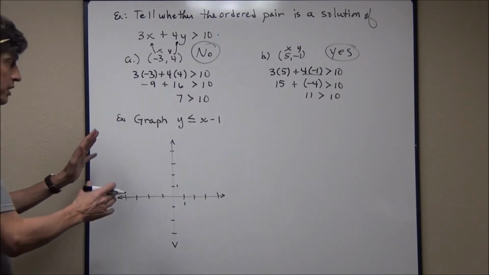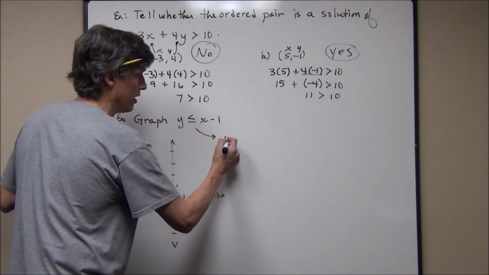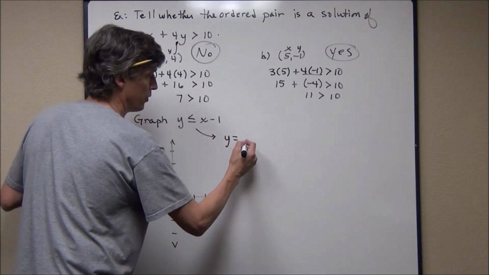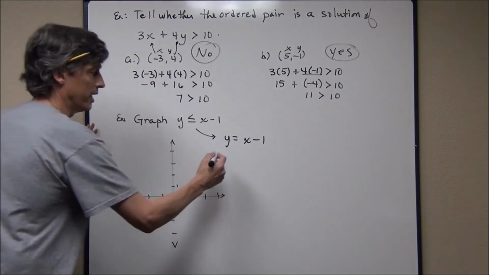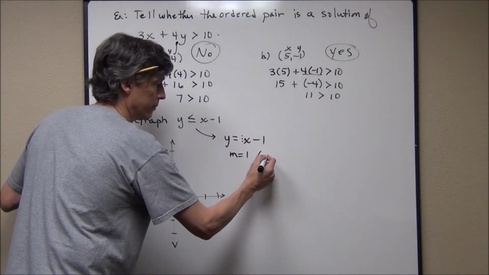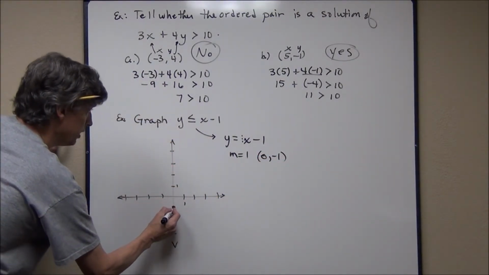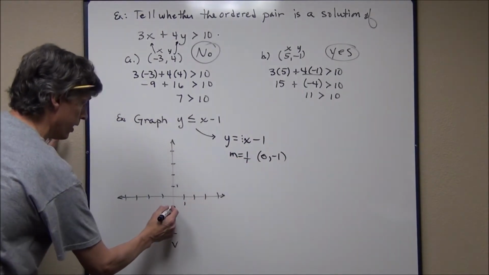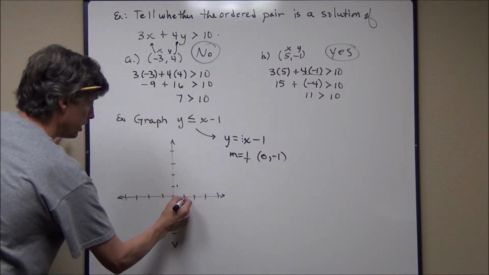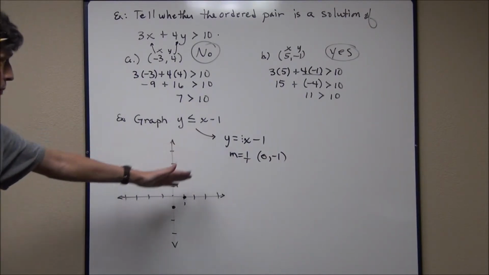But to graph this, I need the boundary line. The boundary line comes from when you change this back into an equal sign. This has slope 1. It has y-intercept 0, negative 1. So I'm going to grab 0, negative 1. Slope is 1, which is like 1 over 1. So rise over run, just like we did in a previous lesson in this chapter. Now, what I'm going to do next is I'm going to draw the boundary line.